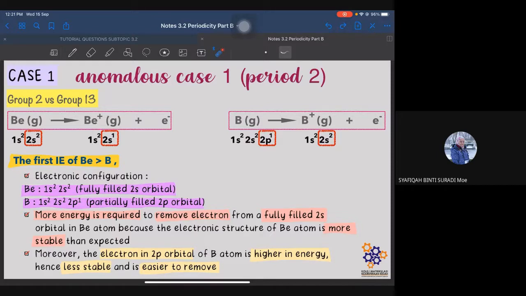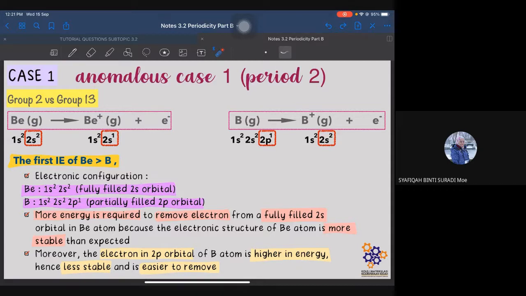Second point, kita explain kenapa partially ni, kenapa boron yang sepatutnya lagi tinggi makin rendah, kan? Sepatutnya boron kan tinggi dia punya IE compared to beryllium. So kita kena explain jugalah. So because moreover the electron in 2p orbital of boron atom is higher in energy, hence less stable and is easier to remove. So ada dua sebab lah.